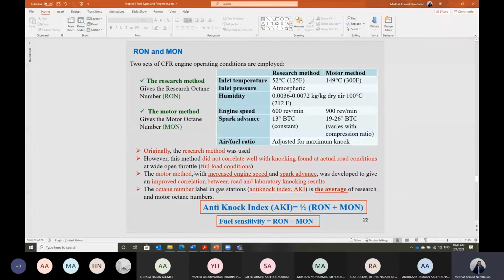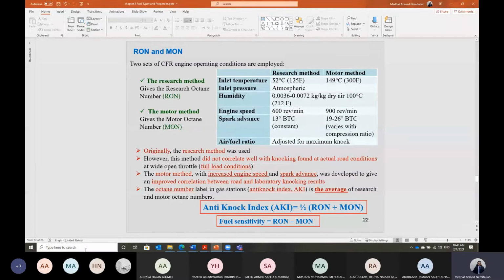That's why they modified the test in order to have the motored octane number. We call it the motored octane number. So in this test, in the case of the motored octane number, they try to consider the harsh conditions. Like here in Saudi Arabia, the temperature is high in the summer. That means the temperature of the air coming into the engine will be higher, and this may increase the possibility of self-ignition of the fuel.